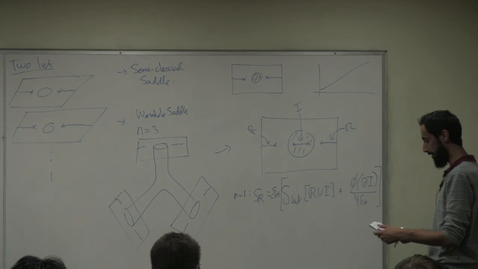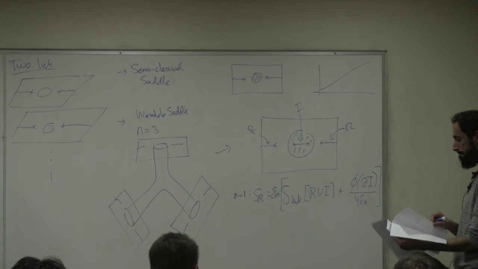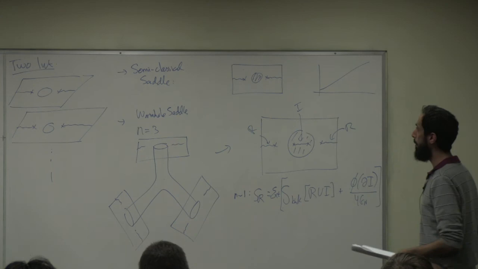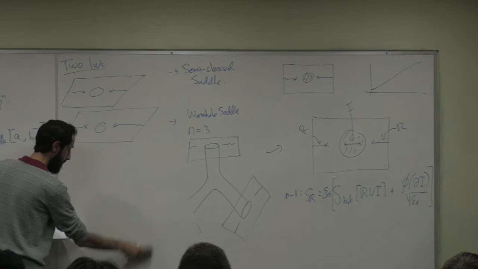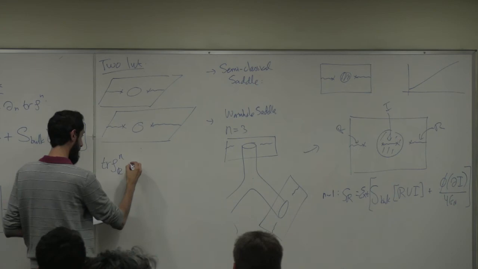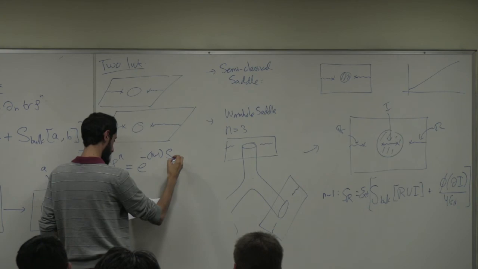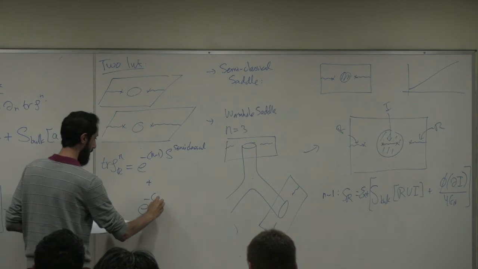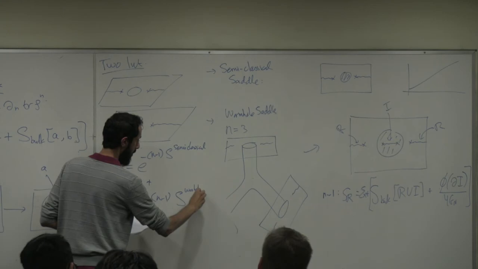And so the point here, just one last point about this before I take questions on this, is that we have two possible saddles to computing trace rho to the n. So this is trace rho R to the n. There's one which is e to the minus (n minus 1) S semi-classical, plus e to the (n minus 1) times S wormhole, or you can call it island.